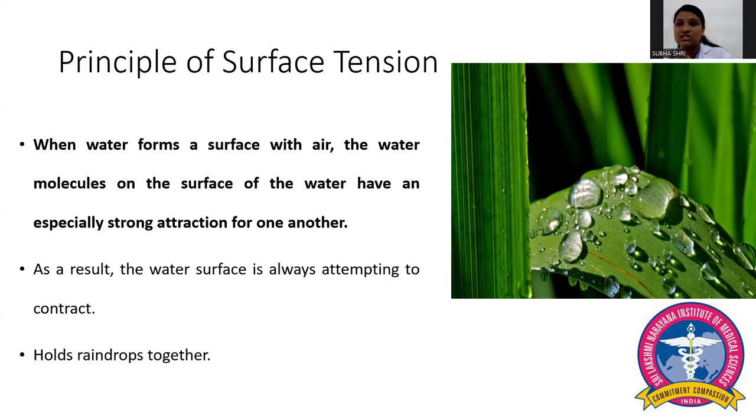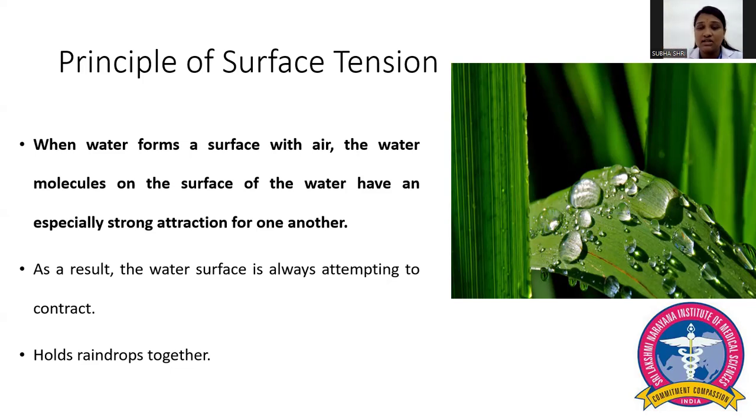Okay, so these water molecules are attracted towards one another because of a tension called surface tension. Surface tension will be present whenever water comes in contact with air. The water molecules present in that area will try to come closer, or get attracted towards one another, because of surface tension. Okay, so that is what I have said in this slide. So when water forms a surface with air, the water molecules on the surface have a special strong attraction to one another. As a result, the water surface tries to contract.